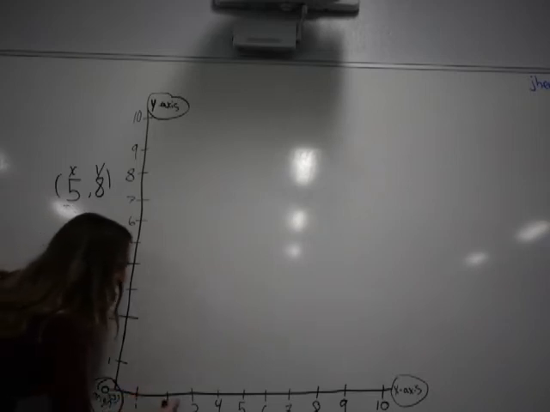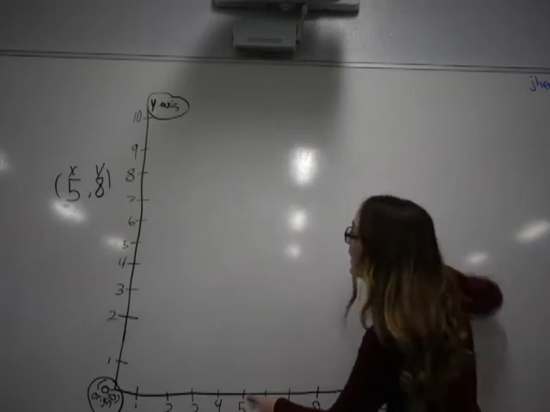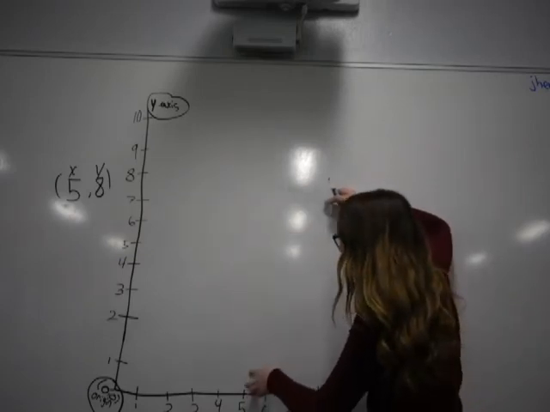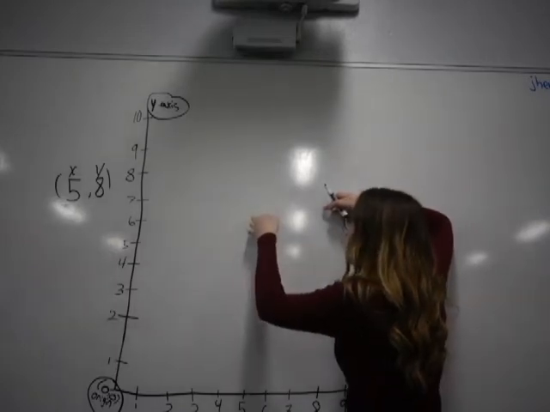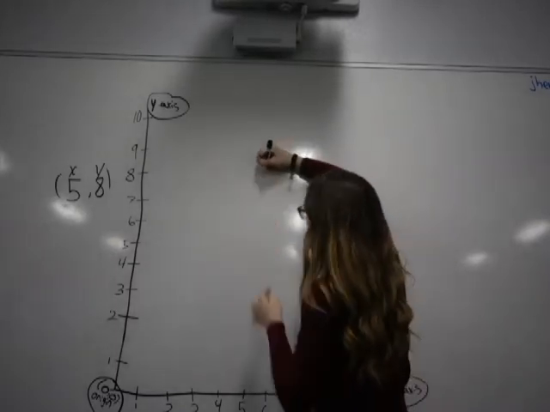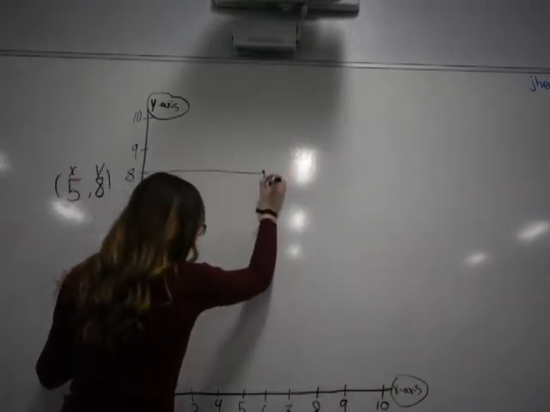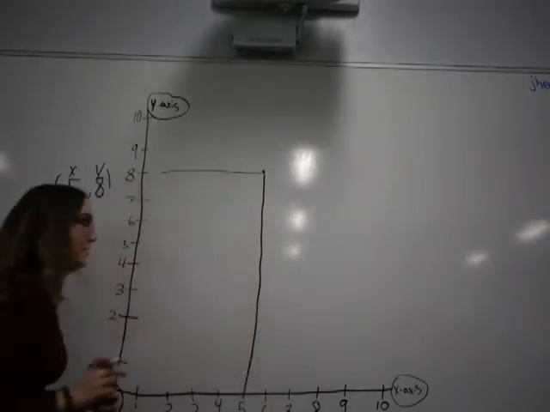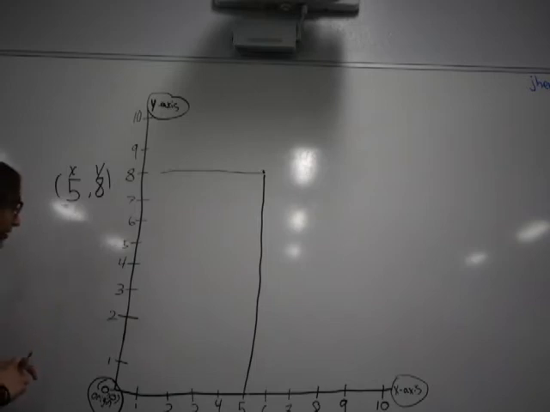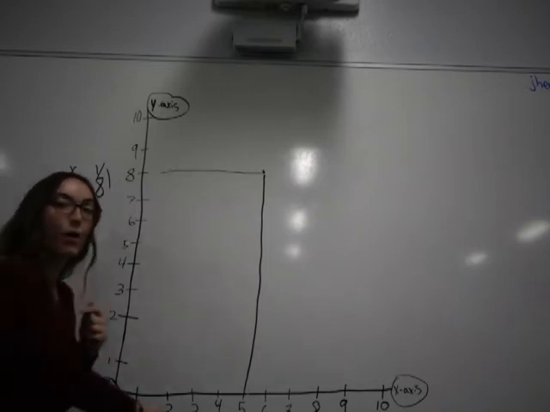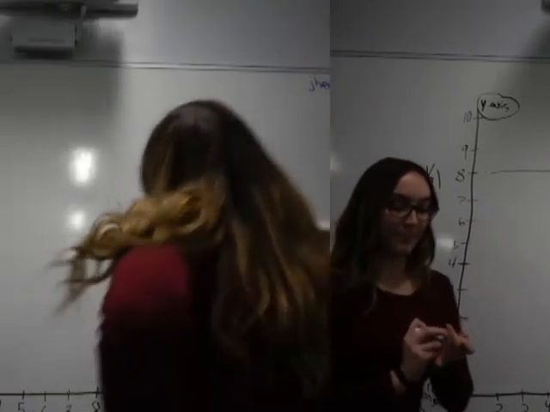You count over, so 1, 2, 3, 4, 5. Okay, let me stand on this side. And then you're going to count up 8. So then you're going to go 1, 2, 3, 4, 5, 6, 7, 8. And you're going to do that. And so that should line up with those coordinates, like so. And so you see how I started at the origin and I went over the x-axis first and then up the y-axis.